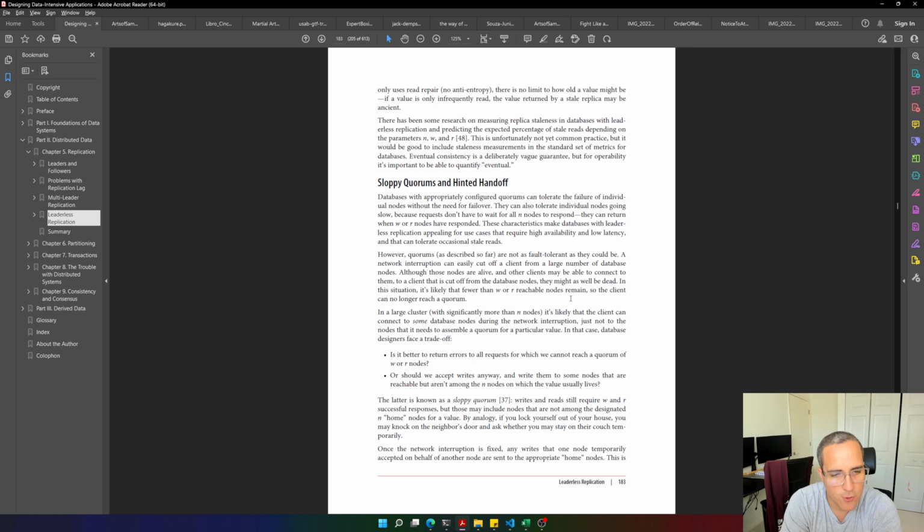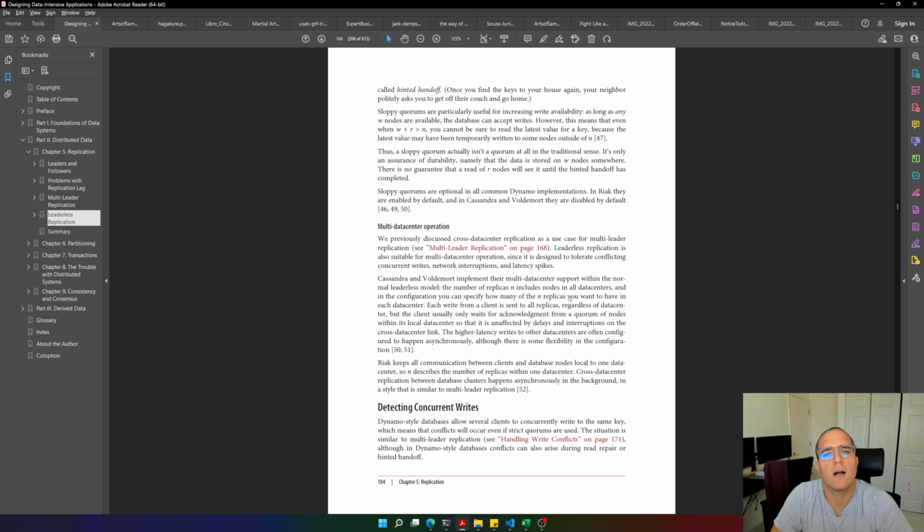By analogy, if you lock yourself out of your house, you may knock on the neighbor's door and ask whether you may stay on their couch temporarily. Once the network interruption is fixed, any writes that one node temporarily accepts on behalf of another node are sent to the appropriate home nodes. This is called hinted handoff. Once you find the key to your house again, your neighbor politely asks you to get off the couch and go home.